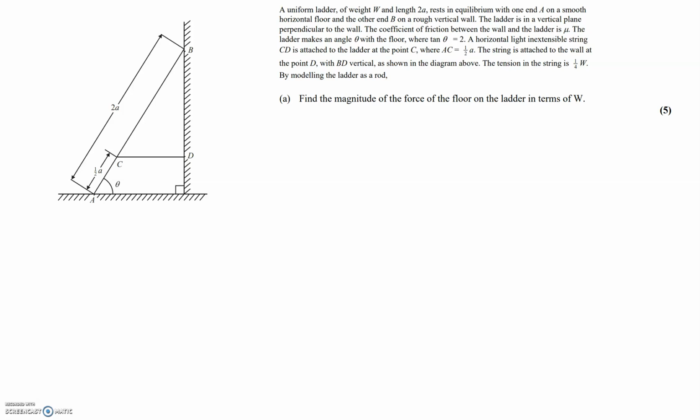Okay, this is a fairly standard ladder question, except it's got a string in it, so not too bad, but we just need to consider what happens with that string. Going through the question, it says a uniform ladder of weight W and length 2A. The fact that it's uniform just means that the weight is acting in the center.